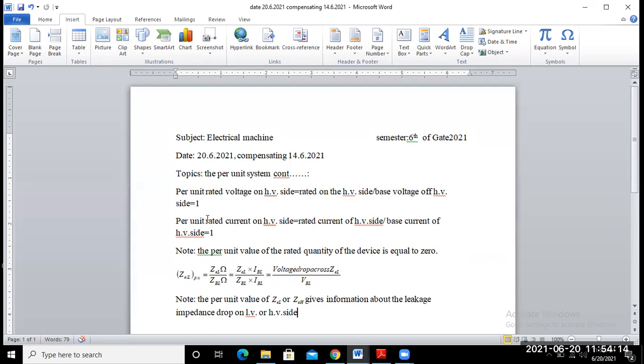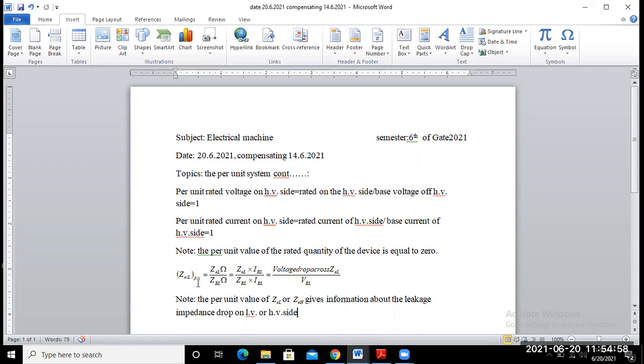Similarly, the per unit rated current on the HV side is the rated current of the HV side divided by the base current of the HV side. Since both values are the same, these two cancel out, so this is also 1. We can conclude from these two points that the per unit value of the rated quantity of the device is equal to 1.